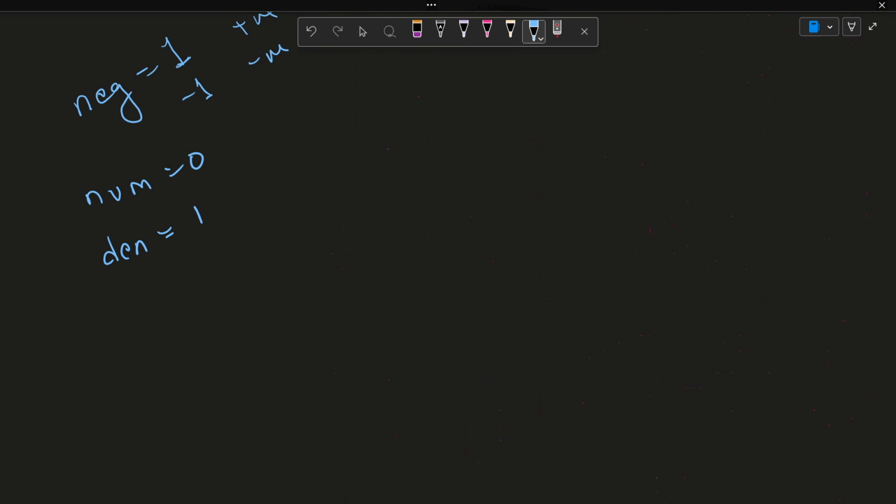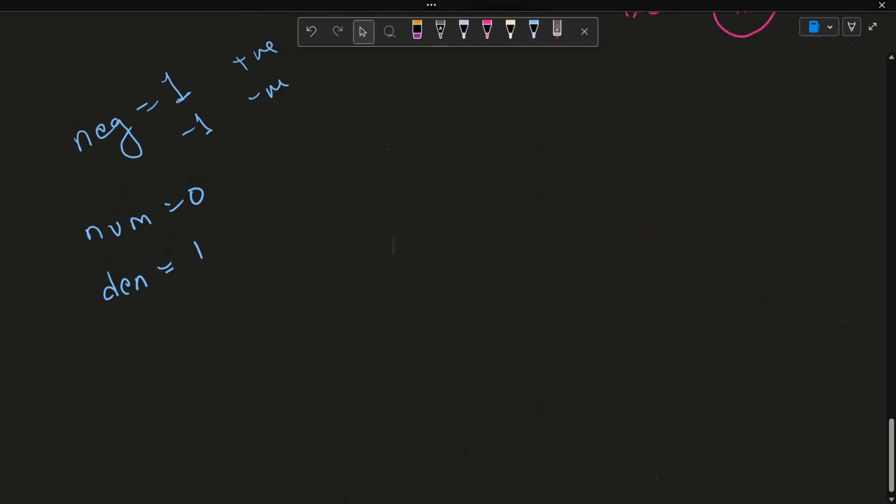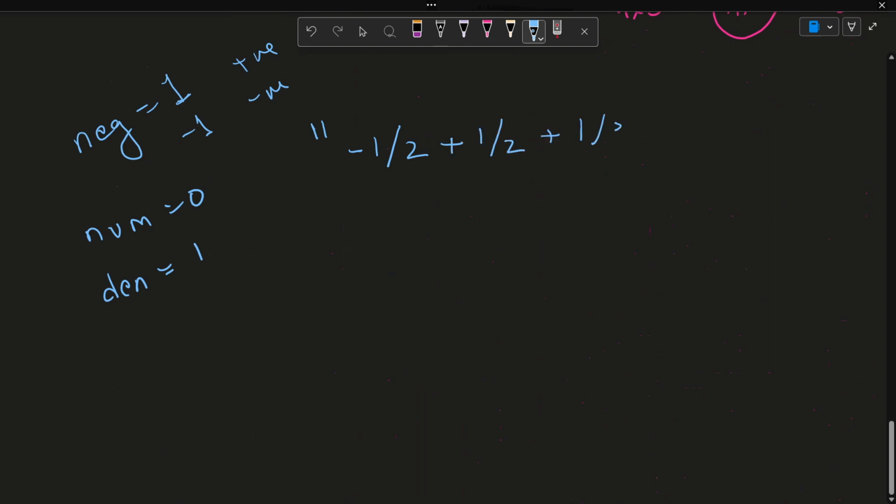Just so you know, I do not have my laptop in the proper orientation, which is why I'm writing this a bit diagonally. I hope you get it till now. I'll write the string minus 1 slash 2 plus 1 slash 2 plus 1 slash 3. Now I'll take a pointer and initialize it to the first location. This arrow is pointing to the minus sign.